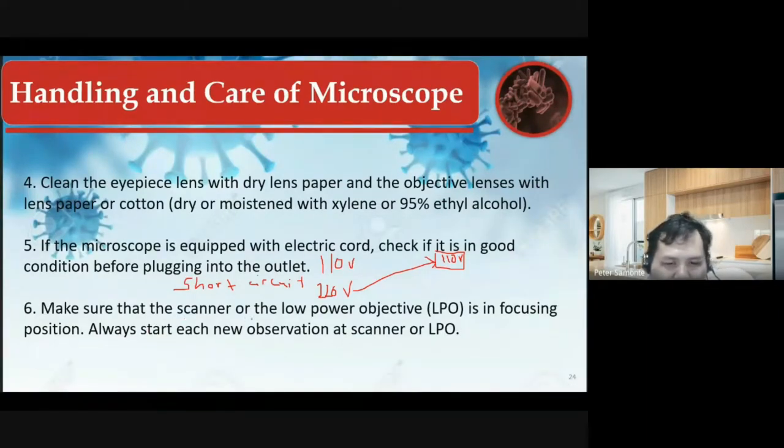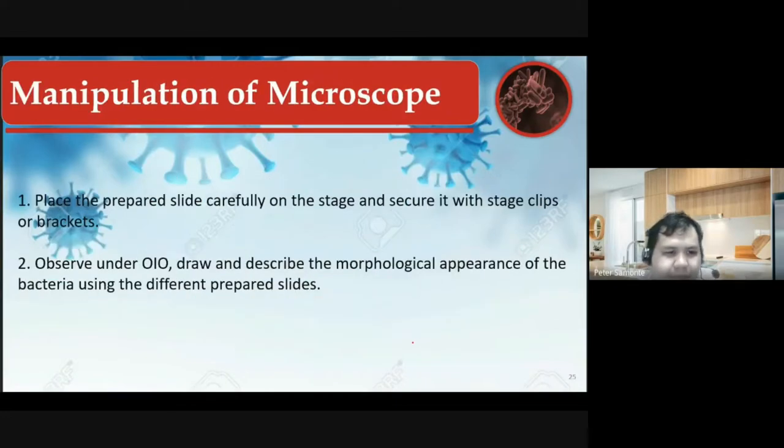Then make sure that the scanner or your low power objective is in a focusing position. Then always start each new observation at scanner or LPO. So as I said, don't go directly to OIO. Always start at the lowest possible. If you can start at scanner, much better. At the scanner, try to find your target. If you could see a clump of colored bacteria or the target organism, then you could start from there. Then you keep shifting to a higher objective.